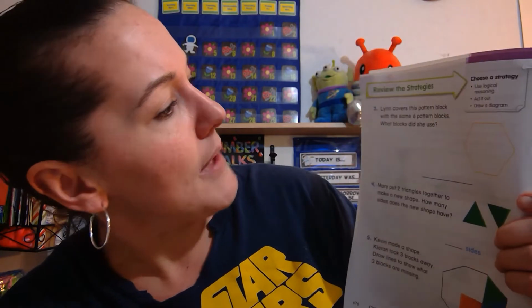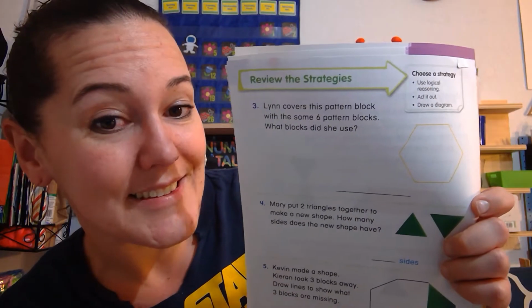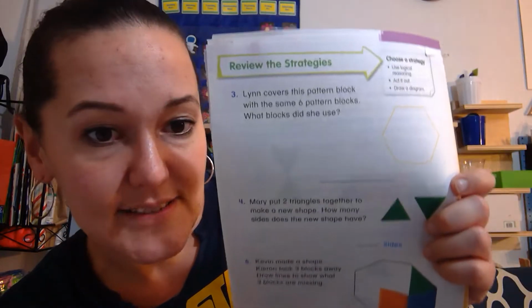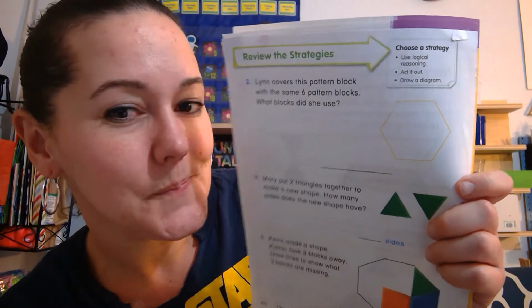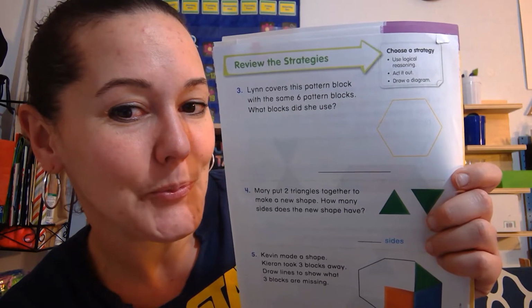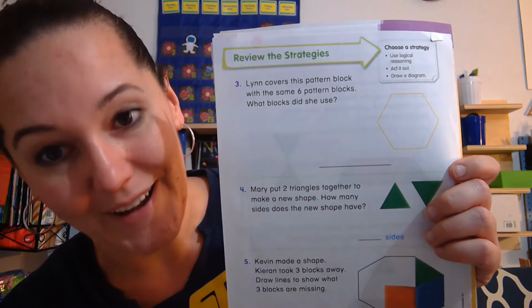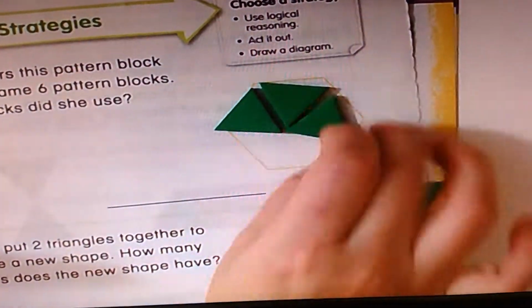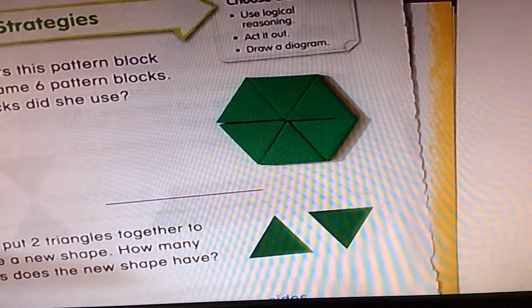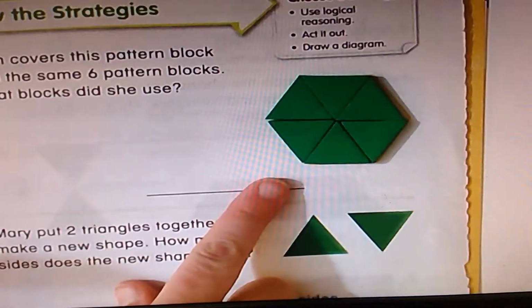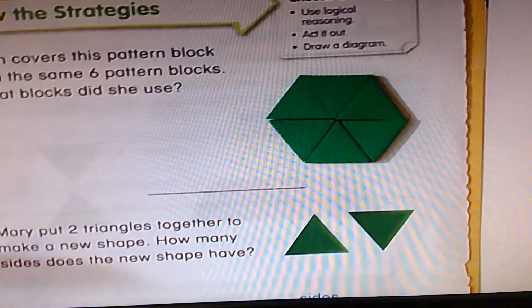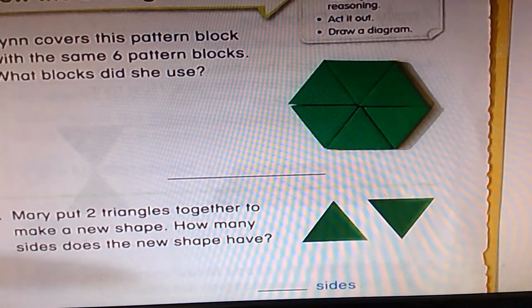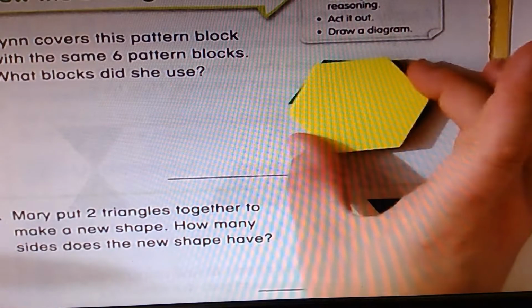This is kind of our warm-up for today. Number 3, Lynn covers this pattern block with the same 6 shapes. What blocks does she use? Anybody know? It's triangles, okay? Triangles for that one. You could fit 6 triangles. I'm going to show you. Let me flip my camera real quick and get my pattern blocks out. You guys see that? There they are, those 6 triangles making a hexagon. Okay, there's the hexagon that it fits perfectly on.